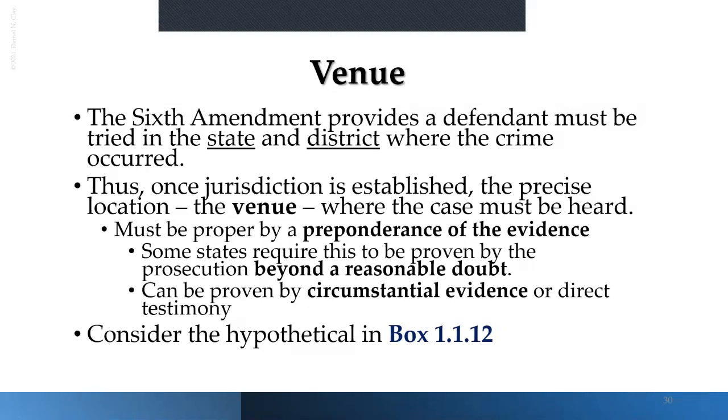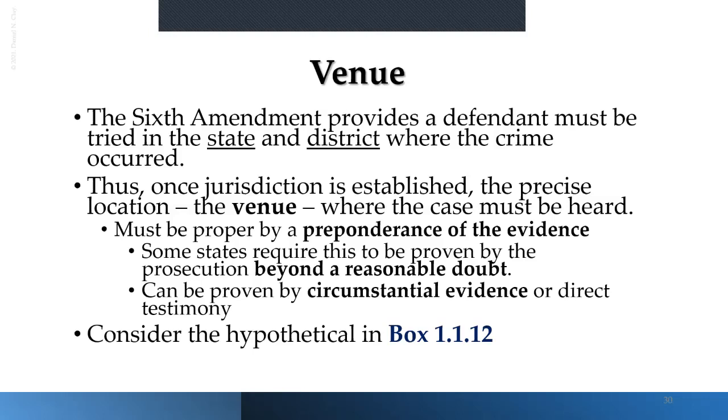Once we've established jurisdiction, then we have to figure out the precise location, the physical brick and mortar courthouse. We have to get the touchable building. We have to figure out which touchable building we can hear the case in, because it says the state and the district where the crime occurred. Usually it's going to be, okay, they were found here, in this county, in this state, so you're going to try it in that county court.